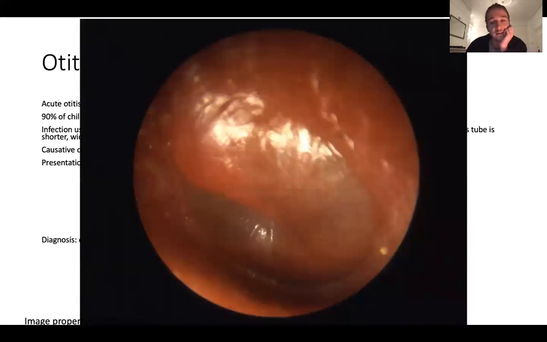It's a clinical diagnosis, and here's an example on otoscopy. I don't know if you've looked in many ears before, but this is a very bulging eardrum. It's quite red and really pointing out towards you. That shows there's a lot of stuff in that middle ear.